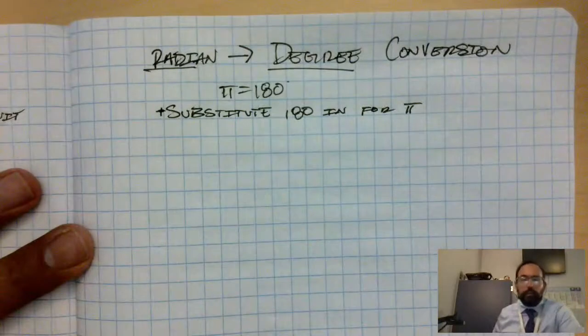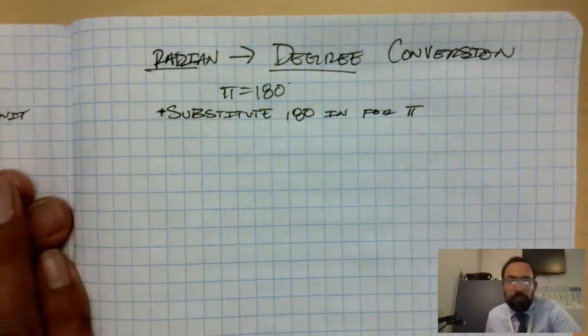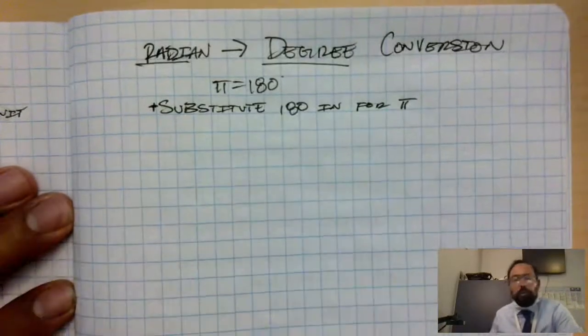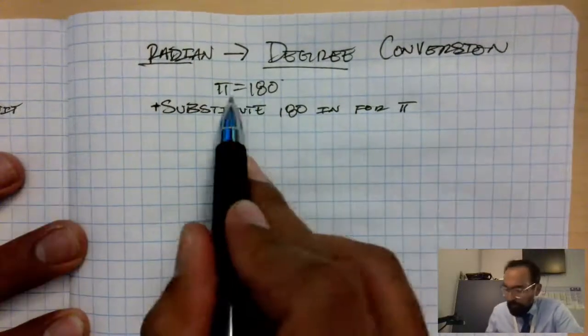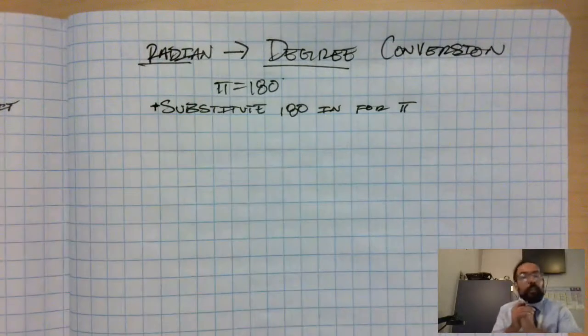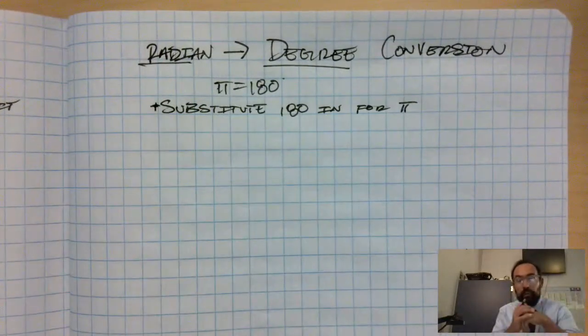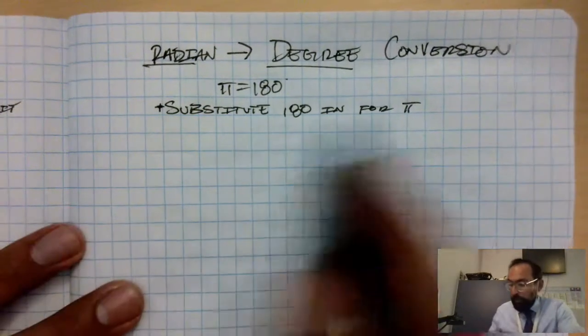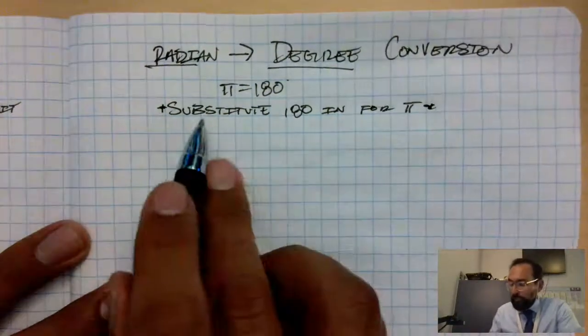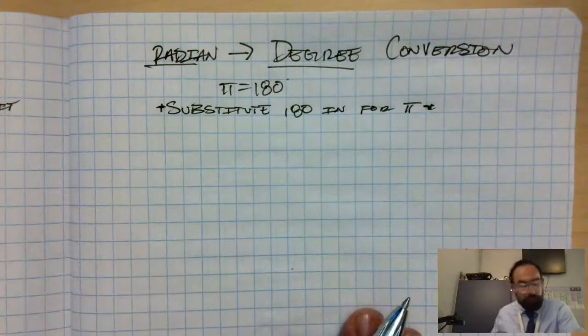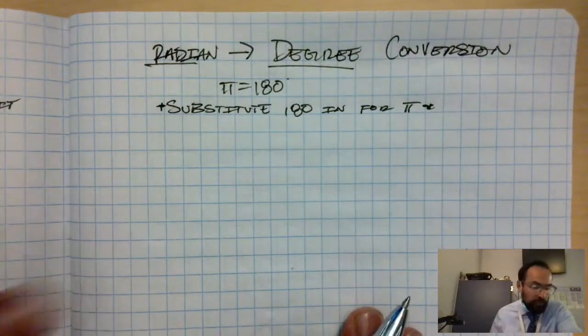So now we're going to focus on the conversion from radians to degrees, and we'll go back over it in just a bit. But again, to remember that conversion, all you need is that pi equals 180 degrees. That is all you need to know. So when you're converting from radians to degrees, all you have to do is substitute 180 degrees in for pi, because again, those are equivalent.